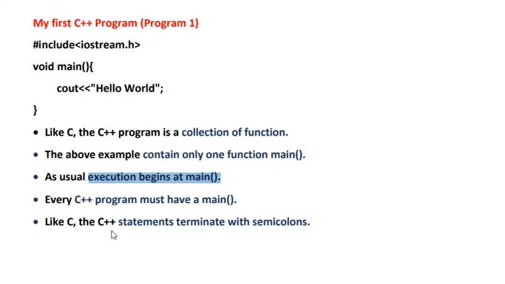Now, every C++ statement terminates with the help of a semicolon. As in case of a C program, here also every C++ statement terminates with a semicolon. So this is a very simple program, but it's very important for you to understand the significance of the various statements. Here, you need to remember the significance of inclusion of iostream.h, the significance of main, and the significance of the object cout, which is of type iostream.